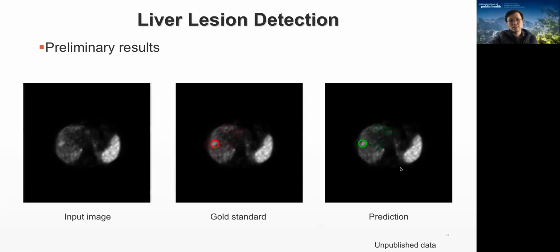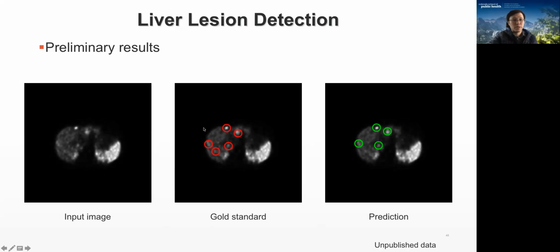But as you can see, we can handle different sizes of lesions in the images. The last patient has multiple lesions in the liver. Here we show that we can identify four of them. We still miss one, but later on we will further improve this model, and hopefully we can get better results based on this architecture.